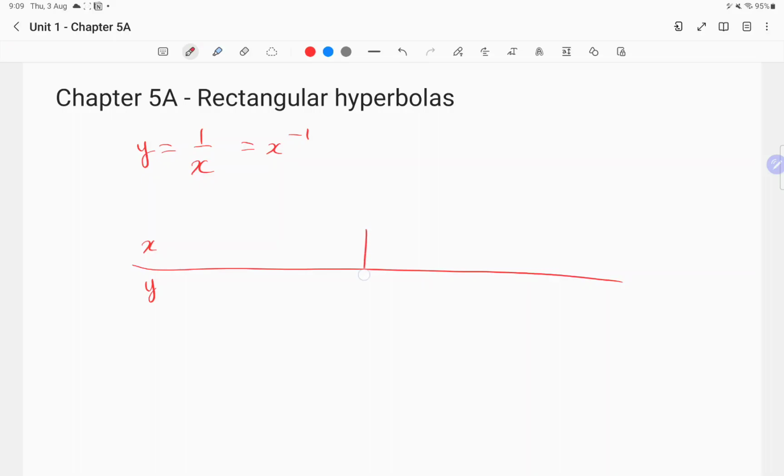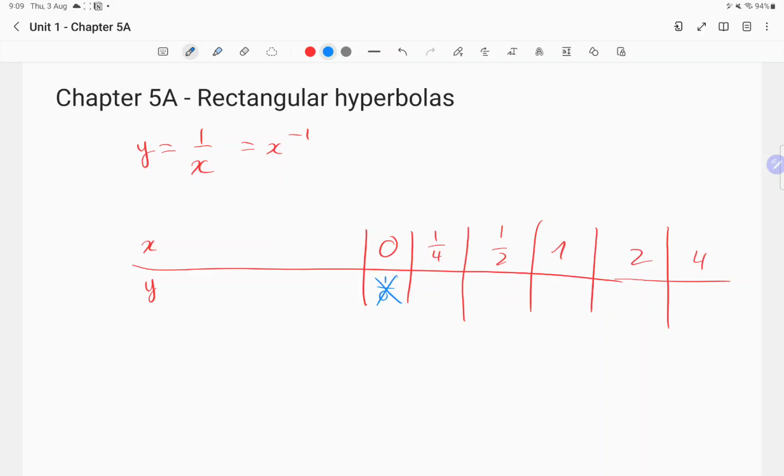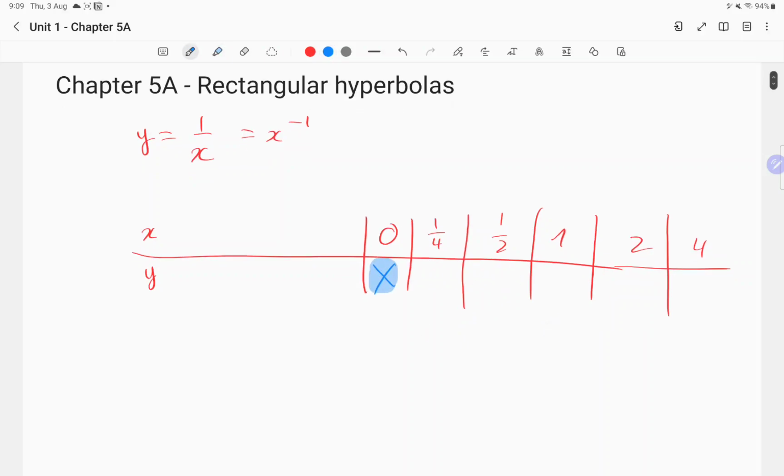We'll try to plot those points here. The first one would be 0, right? And then we start going a little bit more than 0, so let's go 1 quarter, and then 1/2, and then 1, and then 2, and then let's say 4 here. Now see that when x is 0, y would be 1 over 0. You can't divide by 0, so this one wouldn't exist. There's no point here, and we'll get back to that in a second, the reason why there's no point here, and what that is called in the graph.